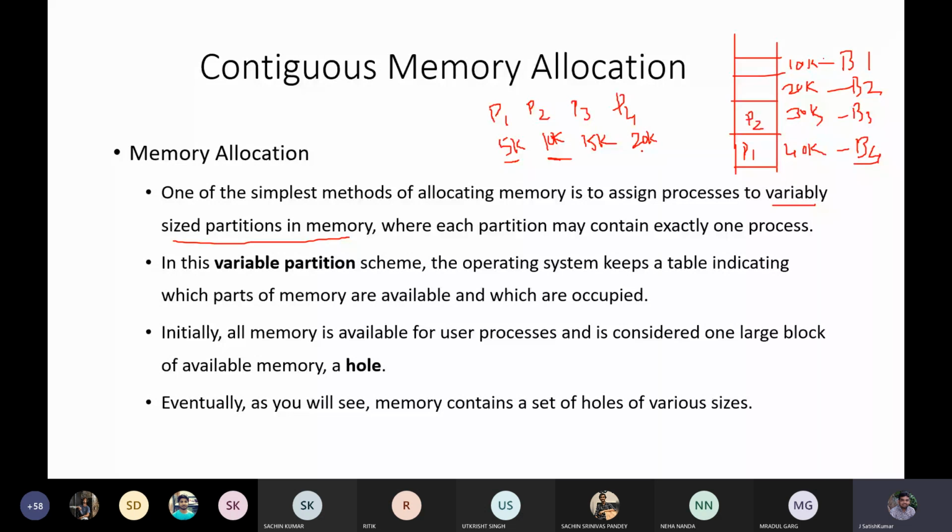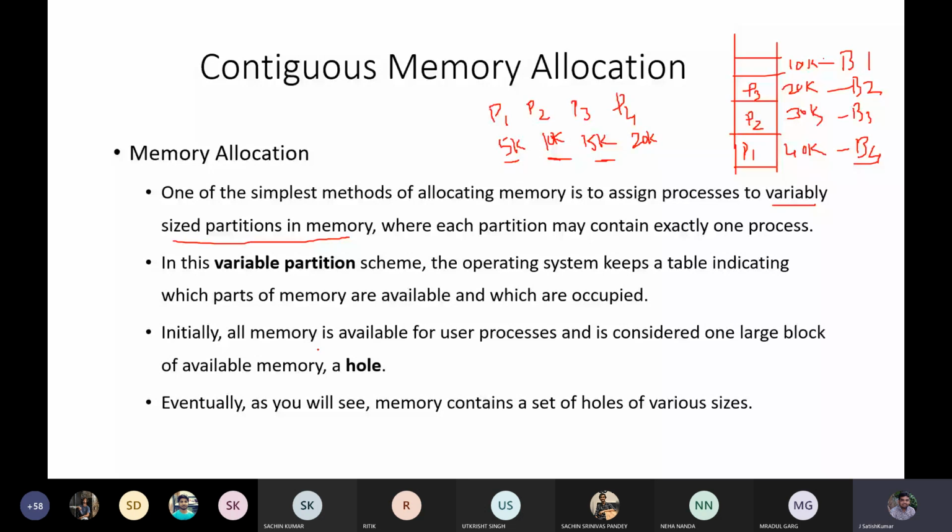Now P3, P4 are there. P3 cannot go in B1 because it needs 15 kilobytes, but the available space is 10 kilobytes only. It cannot go in B1, right? So it should go in B2 only. P3 will go in B2 only. P2 is allocated in B3, and P4 cannot be allocated in B1. It has to wait. Okay.